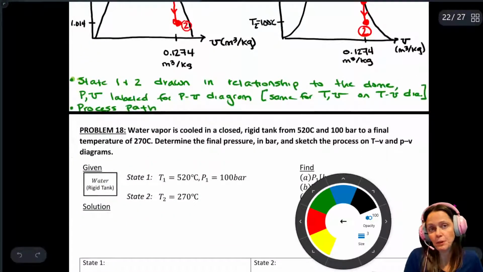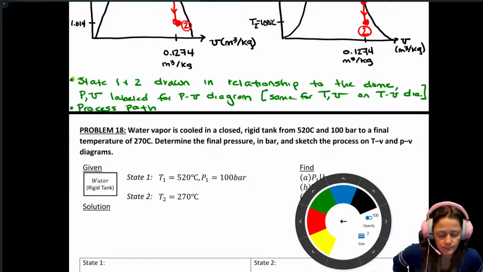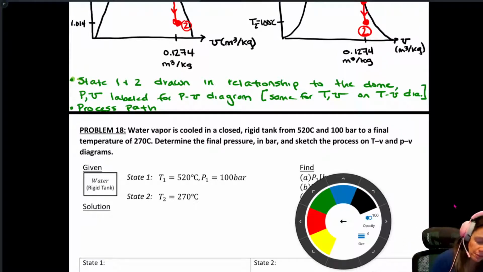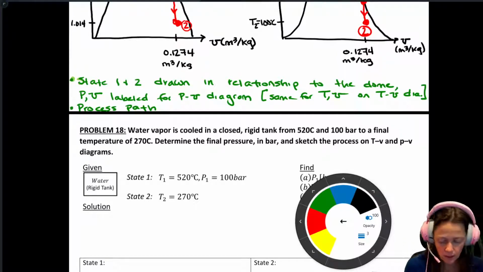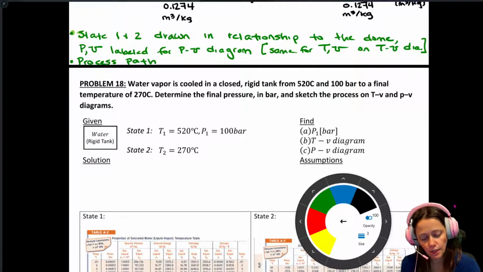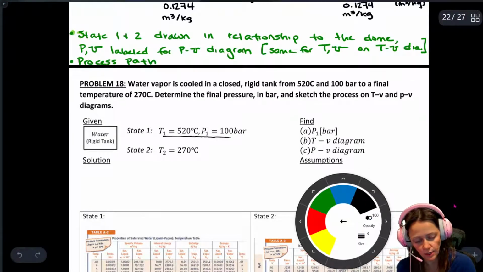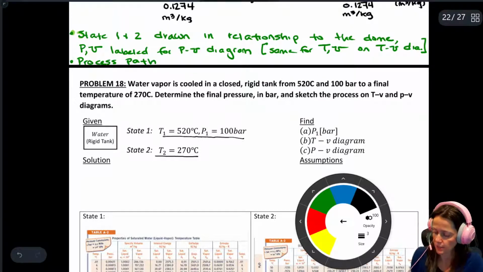Right. Maybe none of those things are constant, but all right. So problem 18. Got water in a closed rigid tank. Starts out at 520 degrees Celsius and 100 bar. Then we got a final temperature of 270 degrees Celsius.